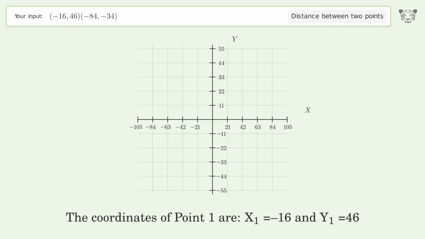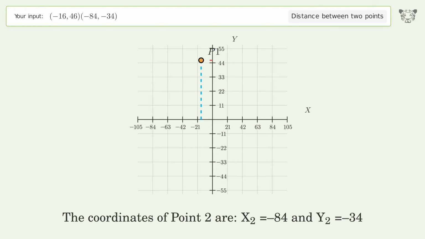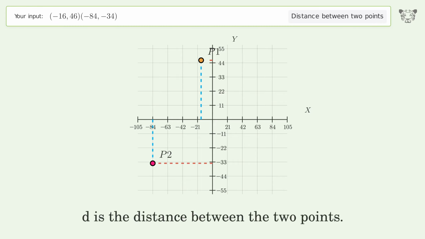The coordinates of point 1 are x1 equals -16 and y1 equals 46. The coordinates of point 2 are x2 equals -84 and y2 equals -34. D is the distance between the 2 points.